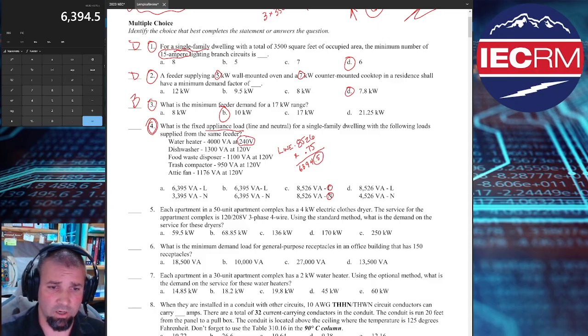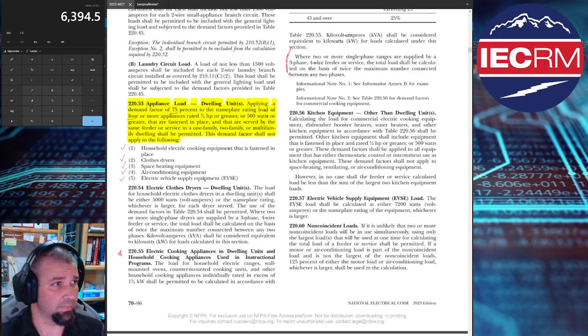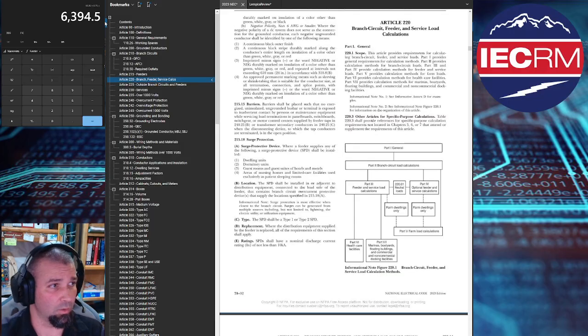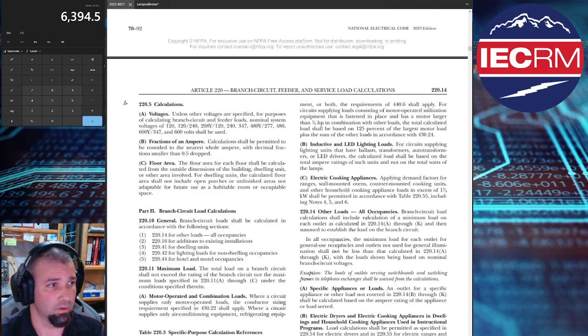This is a good time to talk about it, as good a time as any. Let's talk about the fractions of an ampere rule. Okay, that's going to live a little bit farther back in Article 220, I think it's 220.5, where we're talking about when we can and can't drop fractions of an ampere. And it's a good one to remember. You won't necessarily need to know the location, but you'll maybe need to know the rule.